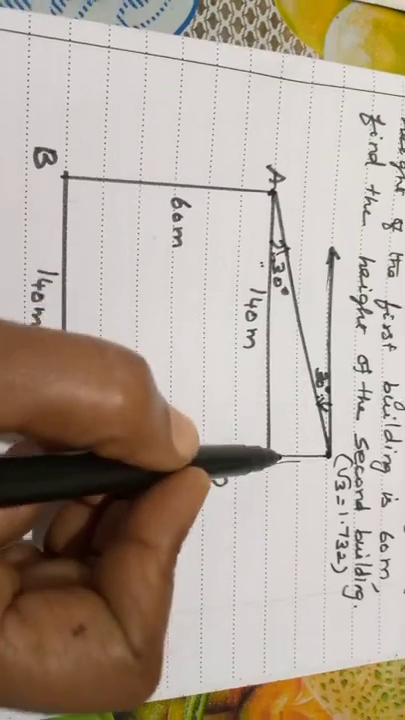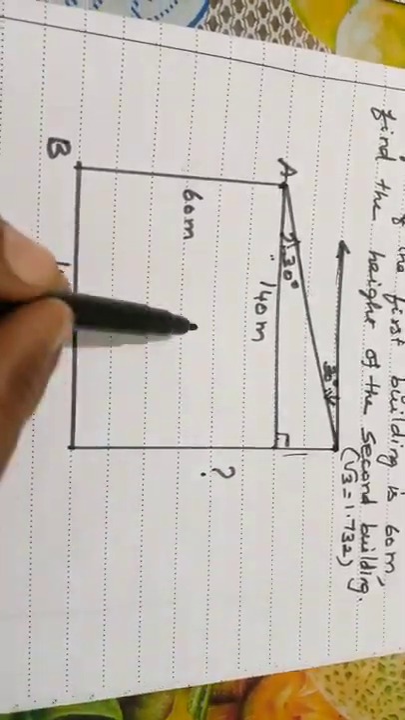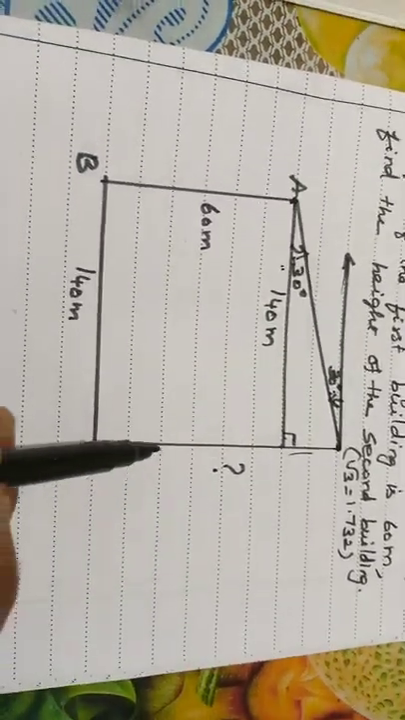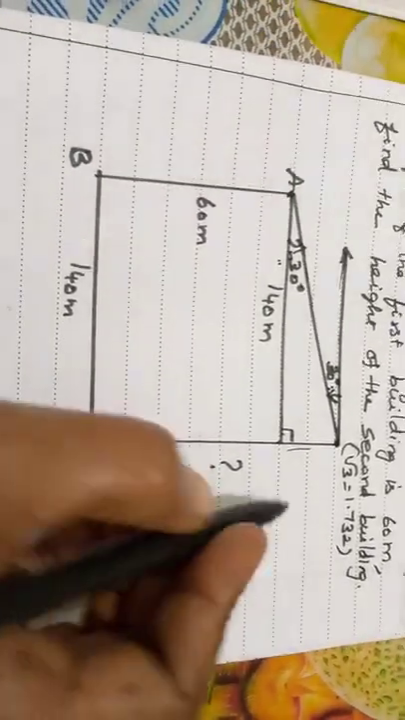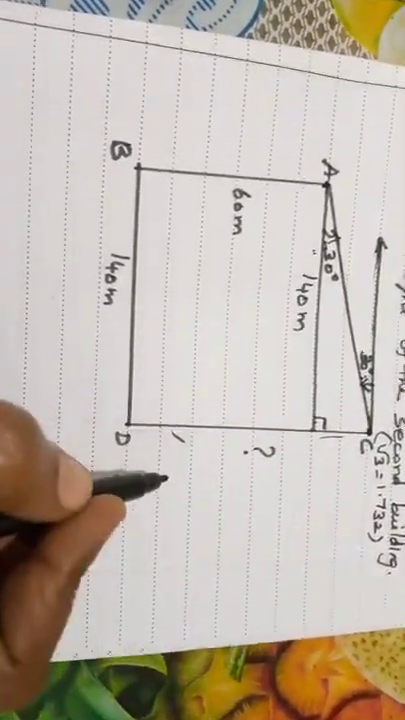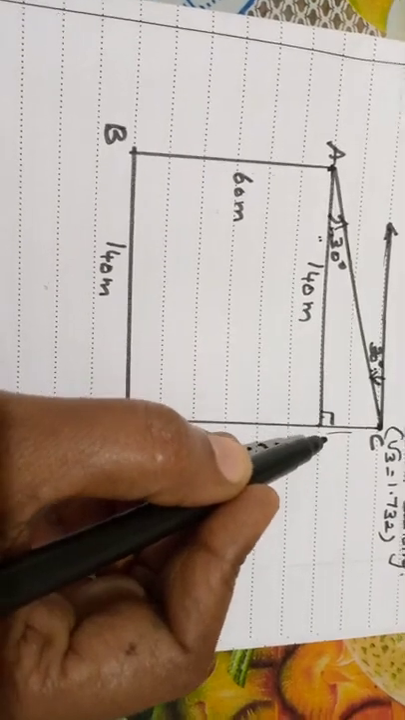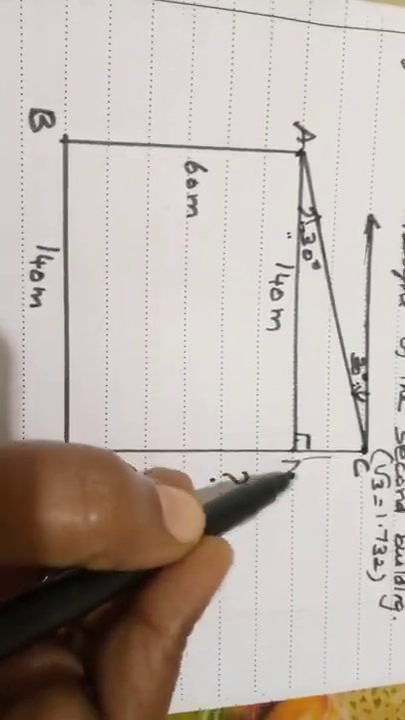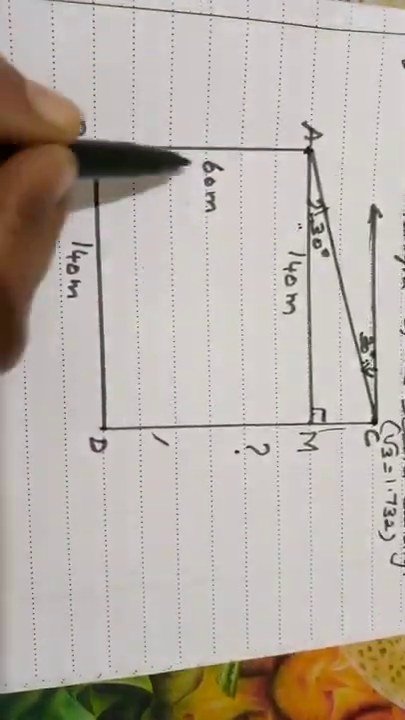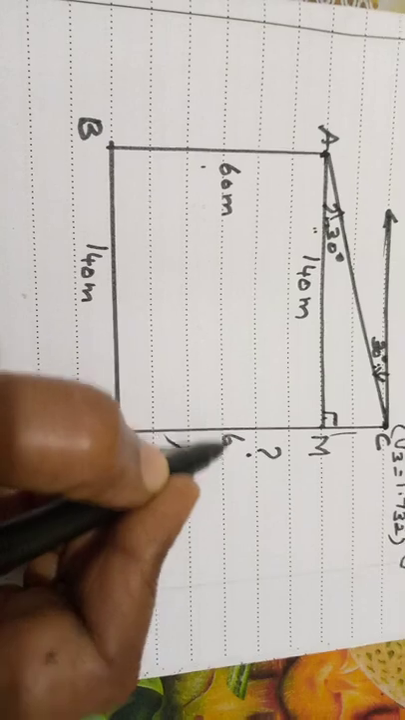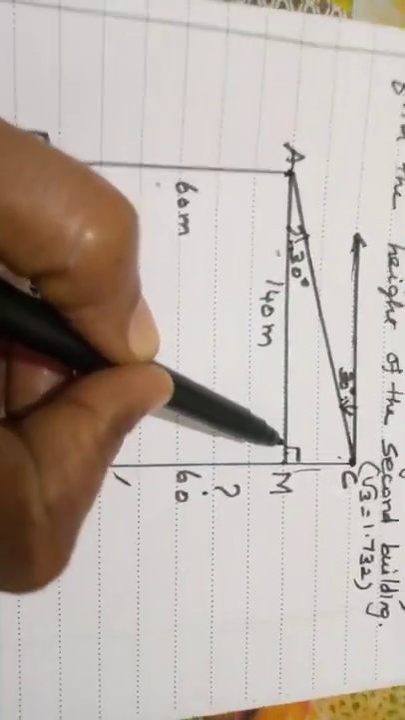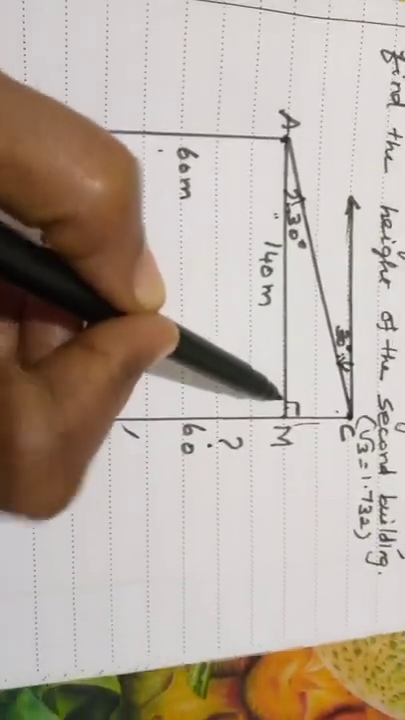Understood, students? Now what is the question? Find the height of the second building. So let us name the second building CD. The CD distance we have to find out. Here we can name a point M. DM we have. What is DM now? Here AB is 60, so DM also will be 60. Now CM we have to find out. CM we can take as the height.